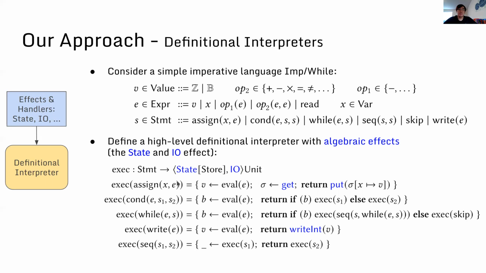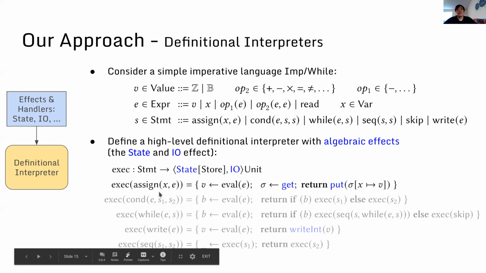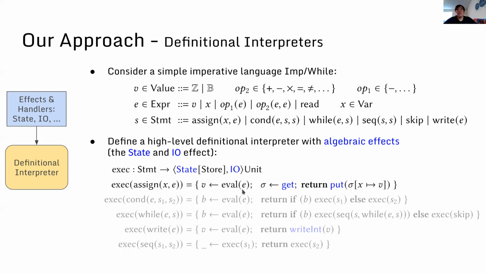The state effect carries a store, which is a mapping from variables to values, and it models the memory during execution. At first approximation, this interpreter is very similar to the monadic interpreters you may be familiar with. For example, the interpretation of assignments is to first evaluate the expression E to a value V, and then get the current store sigma, and then put the updated store back to the state effect. Note that here we just use the declared effect operations put and get, which are in blue, but we have not given the meaning of those operations yet, and later we'll come back and talk more about effects and handlers, which give the interpretation of those algebraic effect operations.